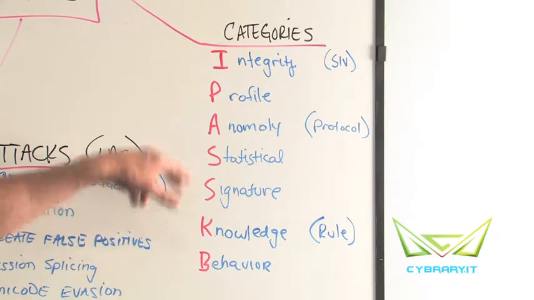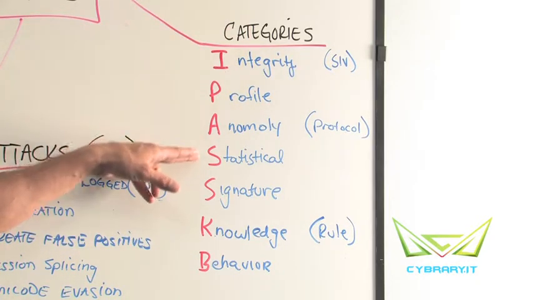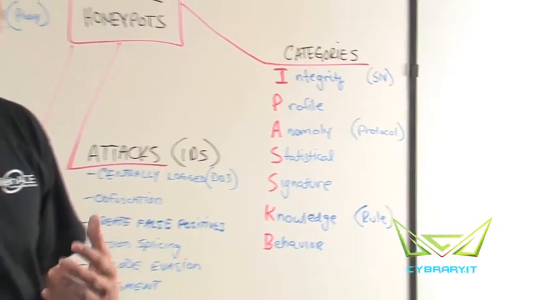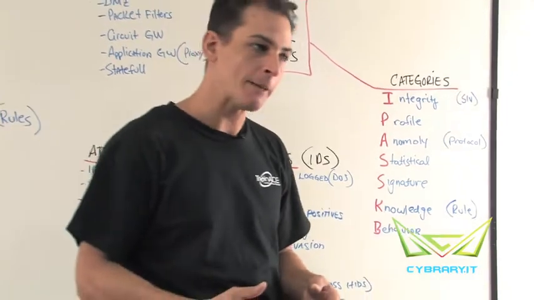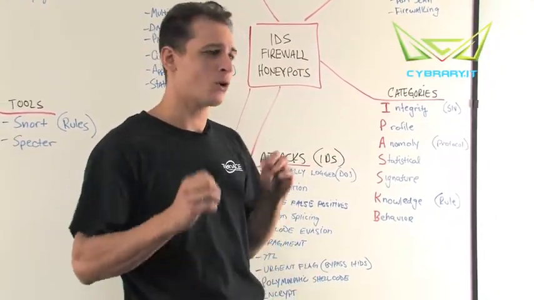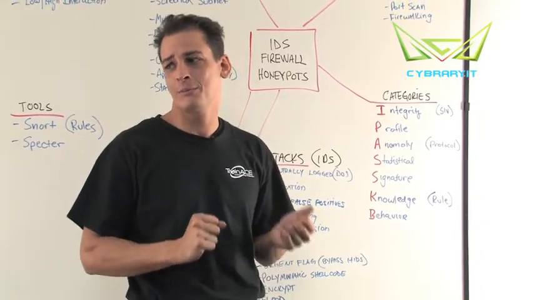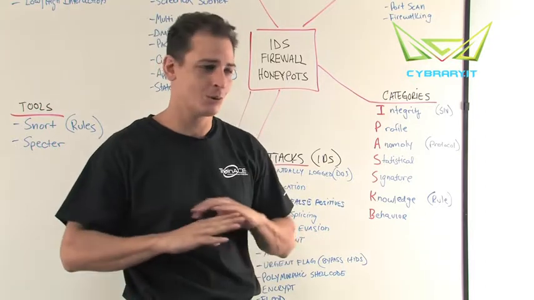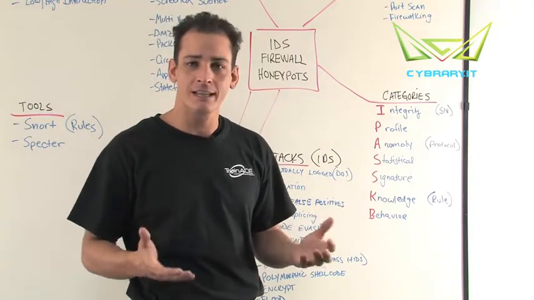The third category would be profile, anomaly, statistical, and behavior. Now these are realistically different words for the same thing. Okay, the different engines have been pioneered over the years. Some people call it profile analysis, some people call it anomaly analysis, some people call it behavior analysis, whatever. It's realistically the same thing.